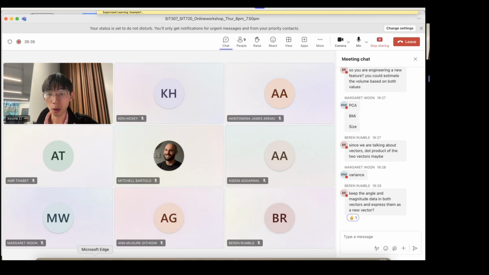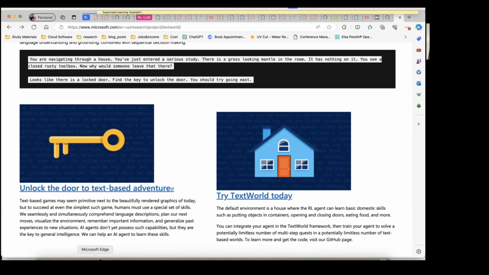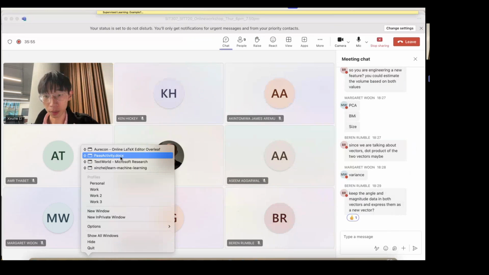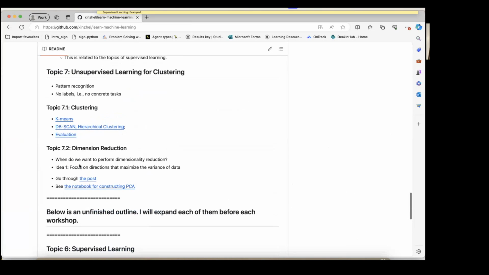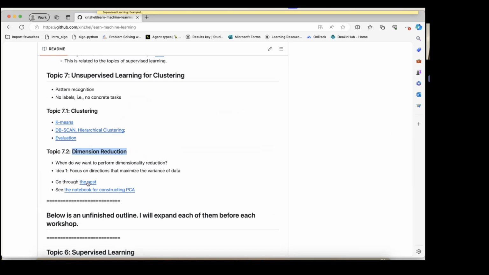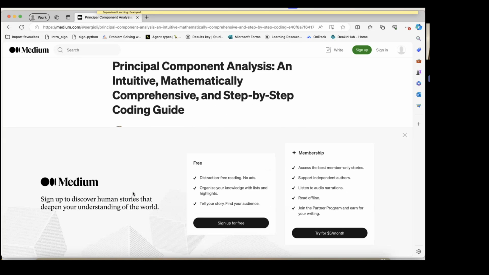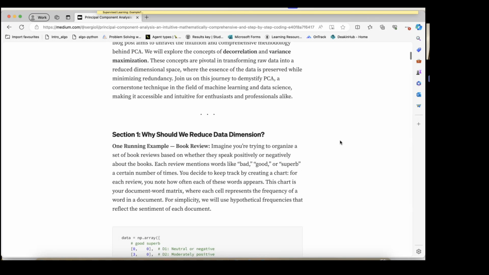Great. So we talk about spread, we talk about variance, but I hope to give everyone an intuitive understanding of why spread is important. What is the spread? How does spread relate to variance? Here is my GitHub link. Let me go to dimension reduction and go to this post, another post I wrote for this unit.